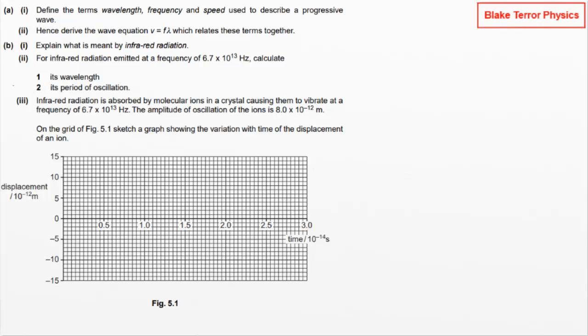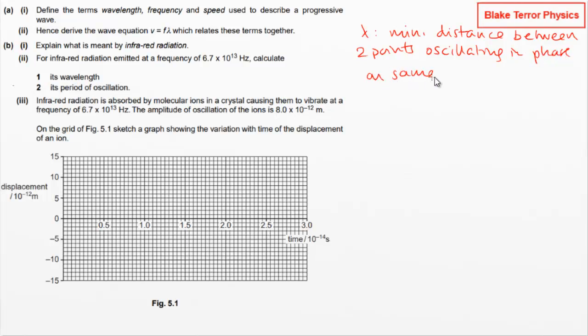Next question, define the terms wavelength, frequency and speed used to describe a progressive wave. So wavelength, let's say for that, is the minimum distance between 2 points oscillating in phase. We'd probably say on the same wave, just to be super clear on what's going on.